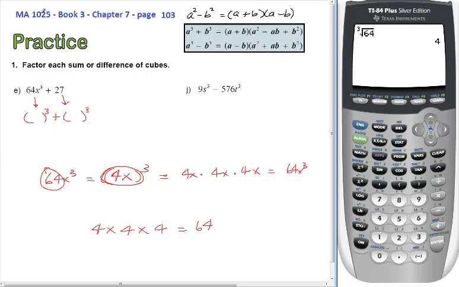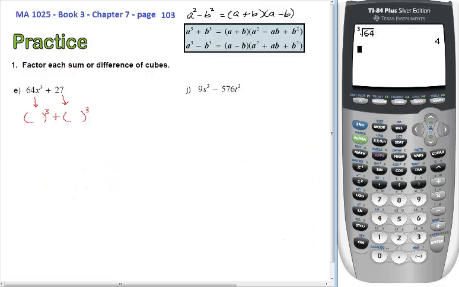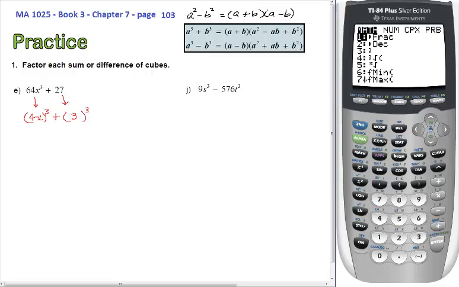Alright, let's get rid of all that mess. The first one, of course, I'm going to rewrite as 4x all cubed. And the next one is 27. How can I write 27 as something cubed? There's no trick to it, I think most of you know this one, it's 3 cubed. And again, if you're not sure, go to math, go down to the cube root, and double check it. The cube root of 27, of course, is 3. So 3 times 3 times 3 is 27.